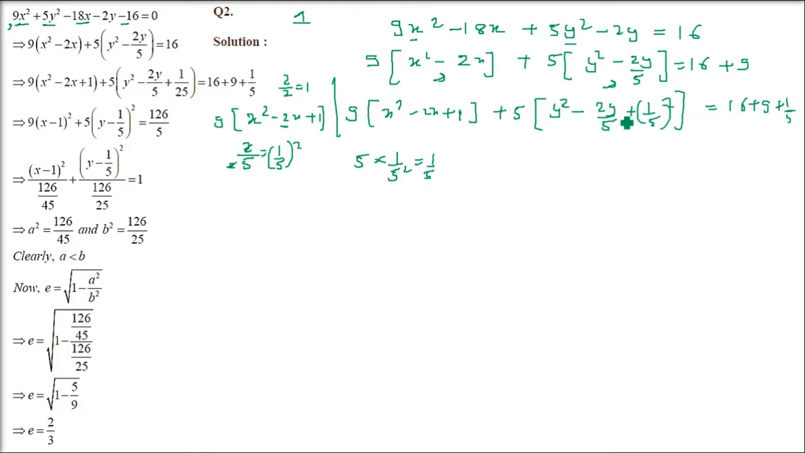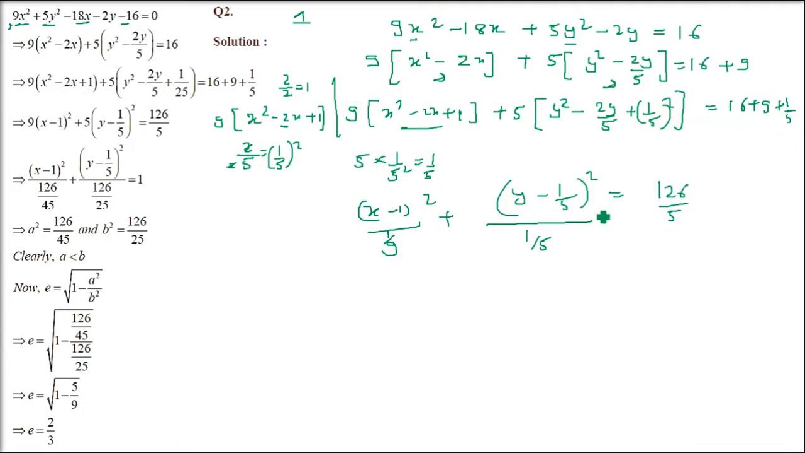Whatever you do in the left hand side, same thing you have to do on the right hand side in order to make equality. So this will be x minus 1 whole square. 9 I am taking down, so 1 by 9 it will be, because 9 will go up if you take it up. Then you have this y, this will be y minus 1 by 5 whole square, and 1 by 5, 5 will come down. And this total, if you add, is going to be 126 by 5. Now divide both sides by 126 by 5.